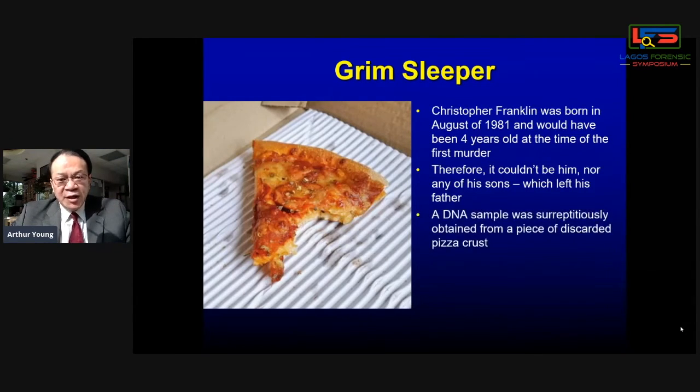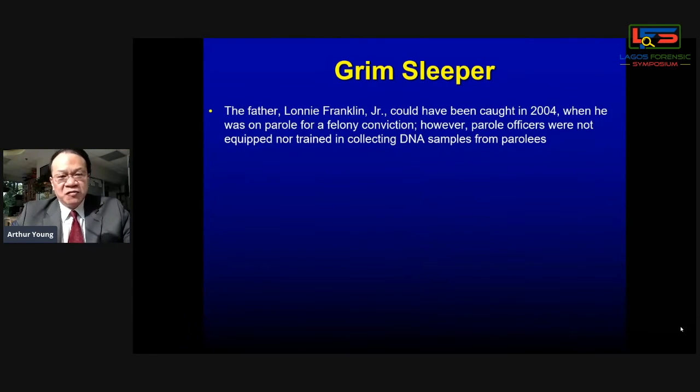Next slide. So a DNA sample was surreptitiously obtained from the father. He was followed, and as Mike mentioned yesterday, it was taken from various utensils that he used at a pizza joint, and that includes the pizza itself. Next. And that DNA was an exact match. Next. So the father, Lonnie Franklin Jr., he actually could have been caught in 2004.